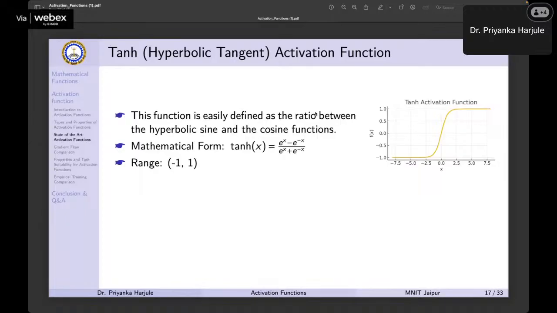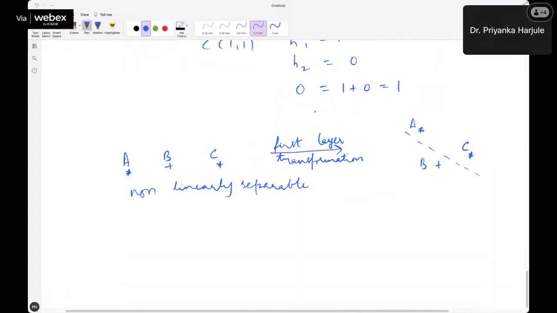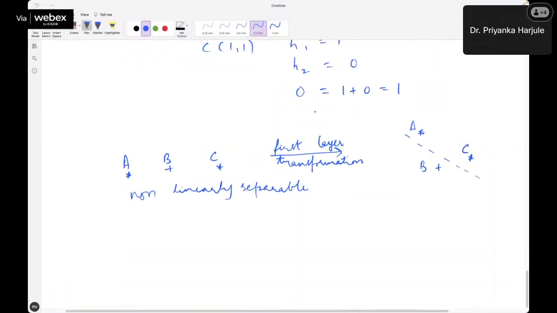Then we have the tan hyperbolic. But before seeing the tan hyperbolic, I would like to explain the vanishing gradient problem.